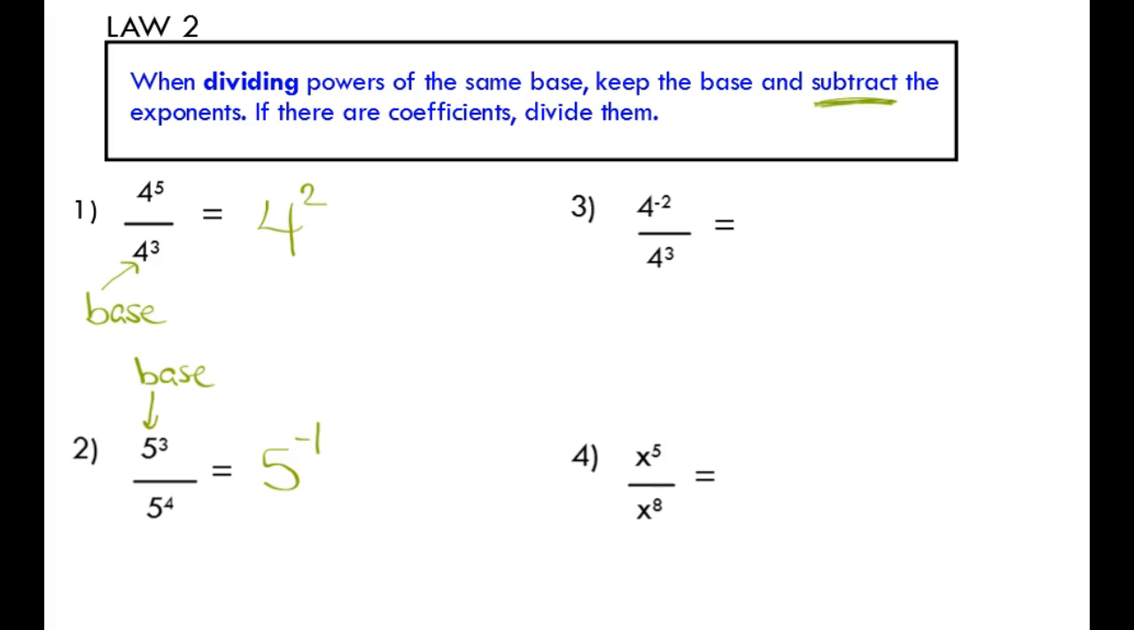And then 3, 4 is the base again. And you got to be really careful with these negatives when you're subtracting. So off to the side, I like to say negative 2 minus 3. And now I know that that is negative 5. If you need a calculator just to make sure you did it right, that's fine. And number 4, this time it has a variable base, which I keep. And then 5 minus 8 is negative 3.